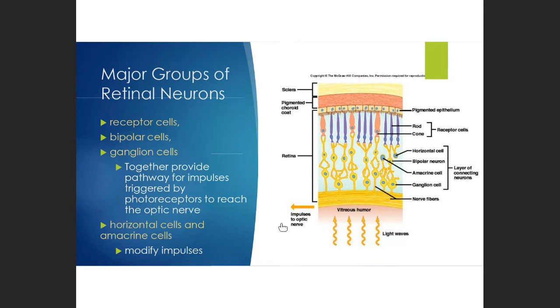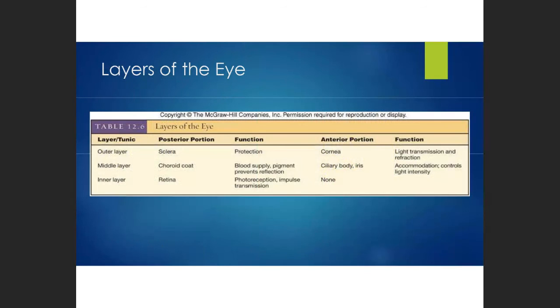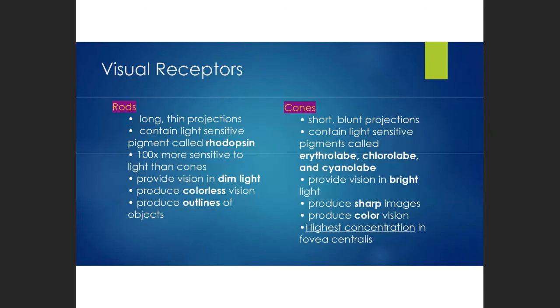Any questions? Not Professor. Good. Okay, great. So these are the 3 layers of the eye. Nothing much really that we haven't already said. That's just in a table form.